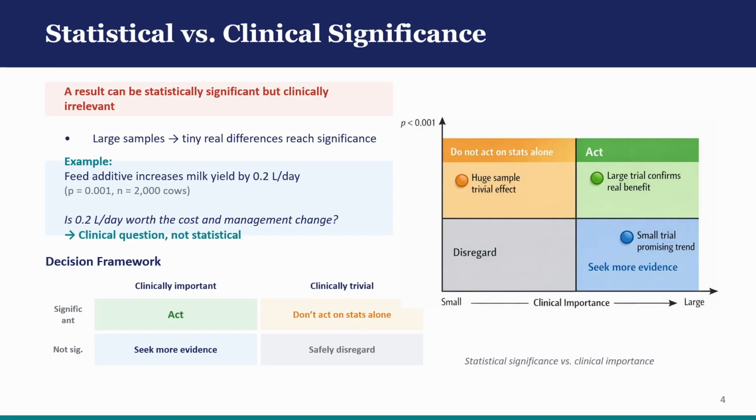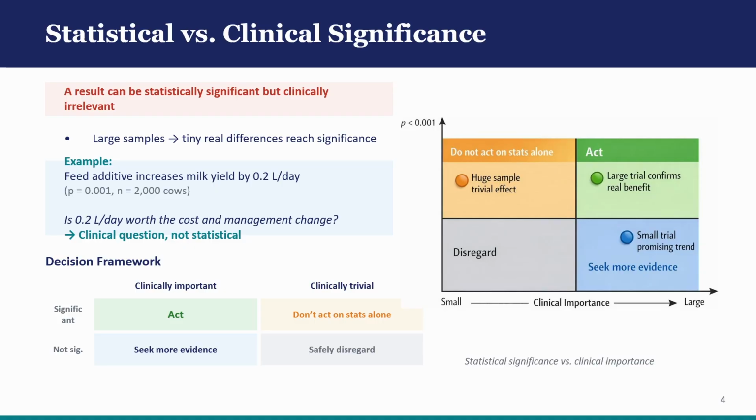With a large enough sample size, almost anything becomes statistically significant. 2,000 dairy cows, a feed additive that increases yield by 0.2 liters per day, p equals 0.001. Real effect almost certainly, but is 0.2 liters per day per cow worth changing your feeding program?